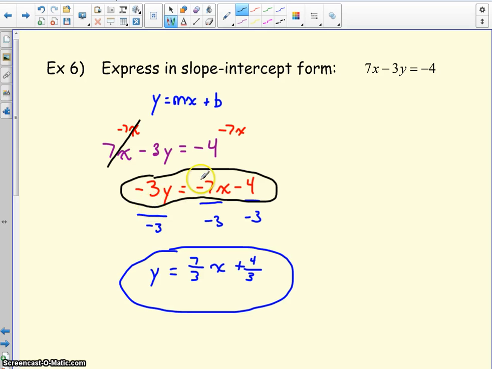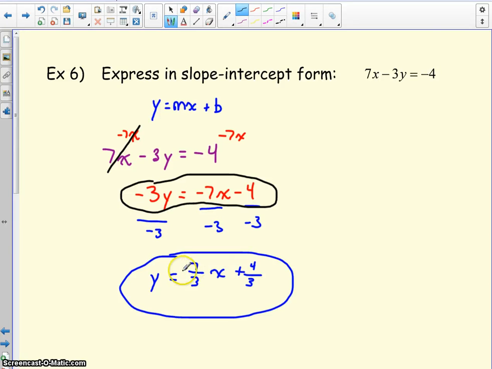When simplifying, just be very, very careful. If it doesn't reduce nicely, leave it as a fraction. And you'll notice here I have a negative 7 over negative 3. The negatives cancel, so I get positive 7 over 3 for my slope. Here I have negative 4 over negative 3, so I get positive 4 over 3 for my y-intercept. This particular one would be an absolute nightmare to graph. But again, it's just a useful form that you could potentially use for something else.